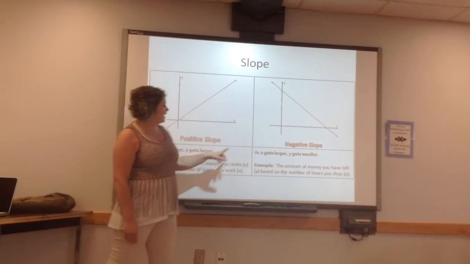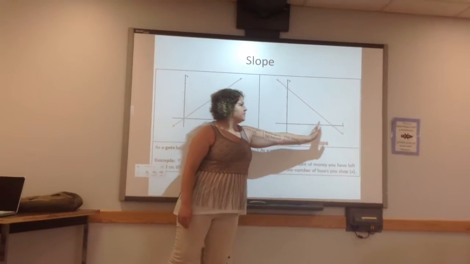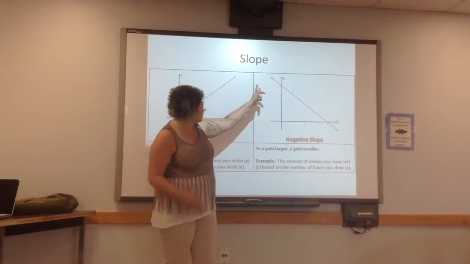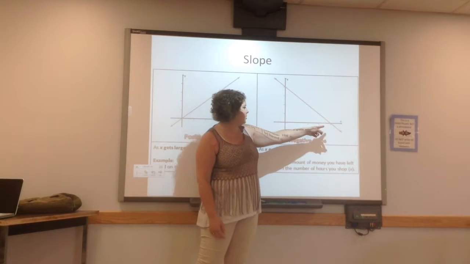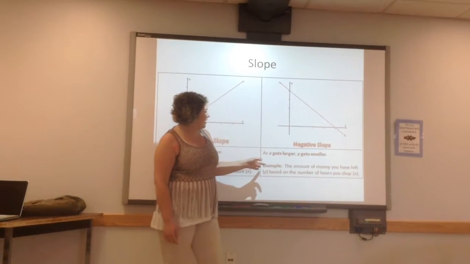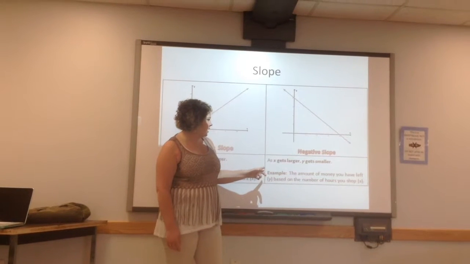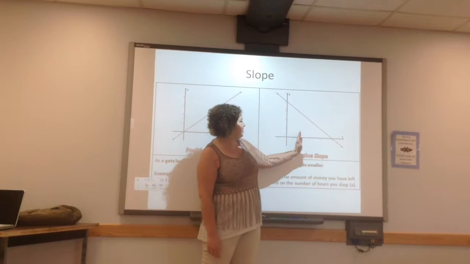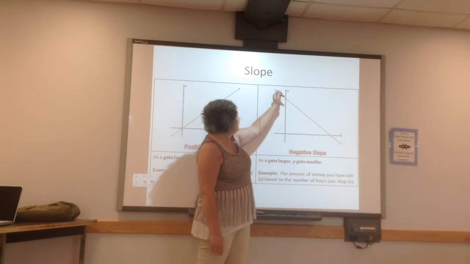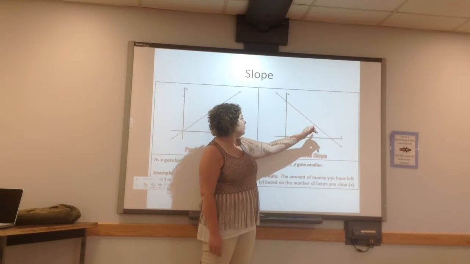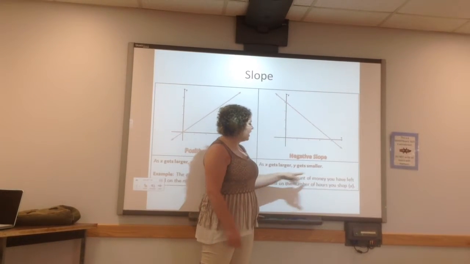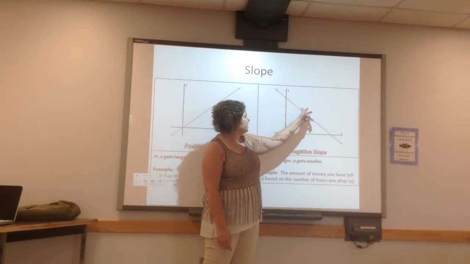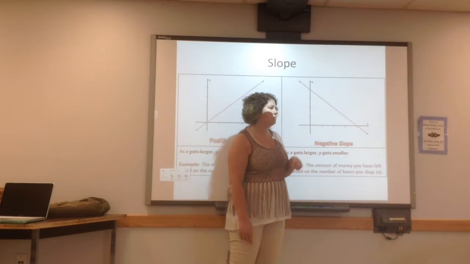If we have a negative slope, when we move this way, as the x gets larger, our y is getting smaller and smaller. So for example, the amount of money you have left, y, is based on the number of hours you shop. So the more time you shop, the more money you're spending. Because you're spending more, the money you have left would decrease. So the amount of money here is decreasing, decreasing, and decreasing over time.